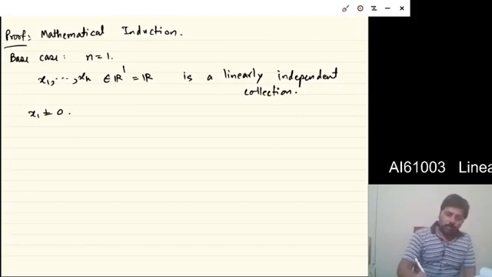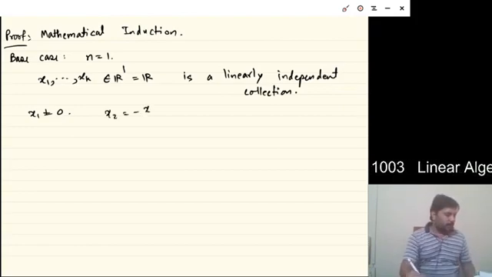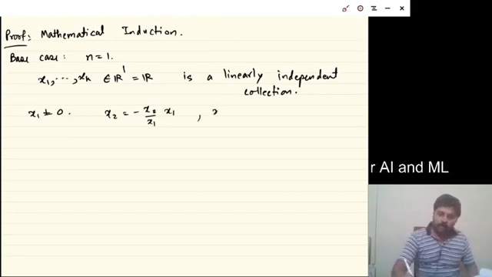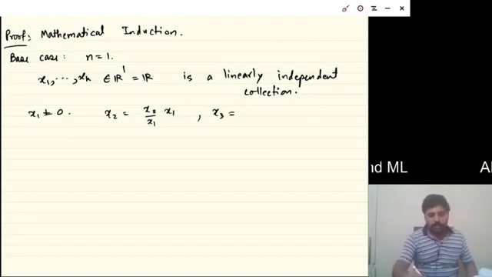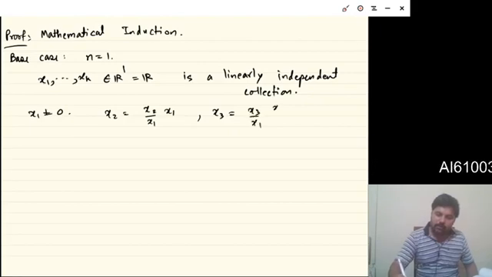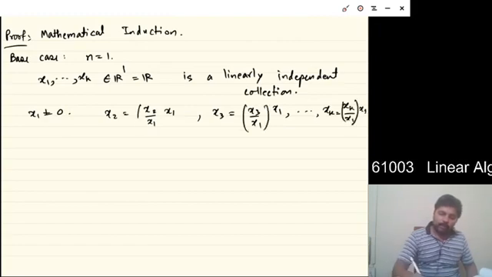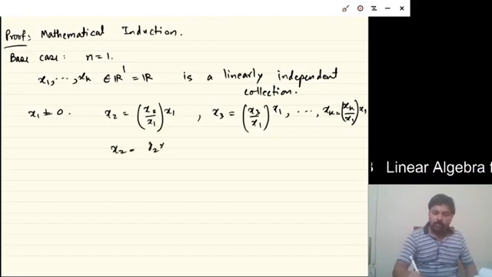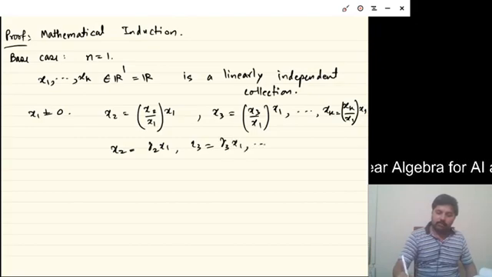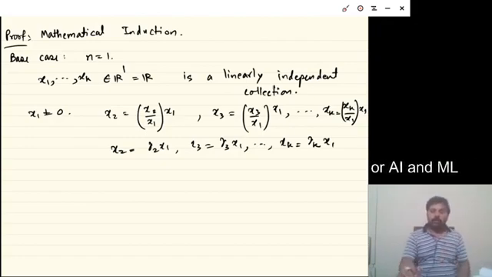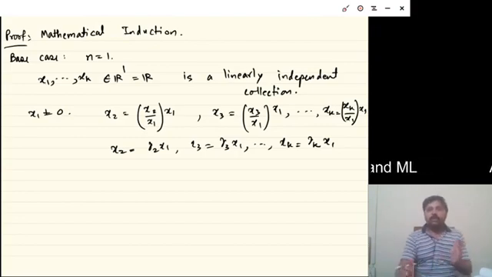Once x1 is not equal to 0, then you can write down x2 as x2 by x1 into x1. Am I right? This is what you can write. And similarly x3 you can write as x3 divided by x1 into x1, and so on and so forth, xk as xk by x1 into x1. So this is the scalar. So you are writing x2 as gamma 2 x1, x3 as gamma 3 x1, so on and so forth, xk as gamma k x1. So basically all the other vectors are linear multiples of x1. That means that x1, x2 up to xk becomes a linearly dependent collection.